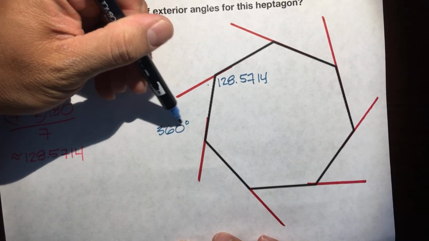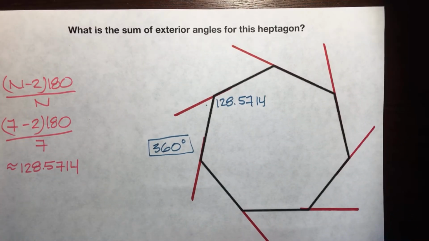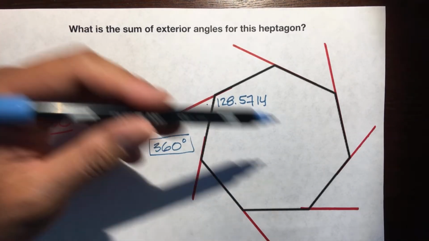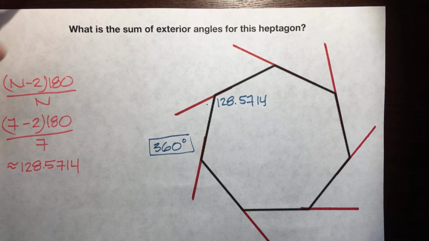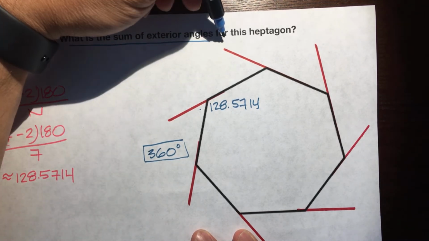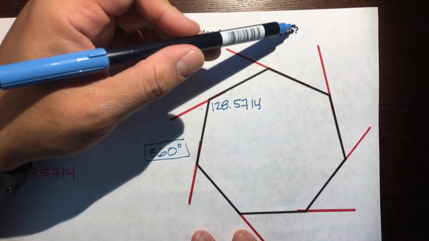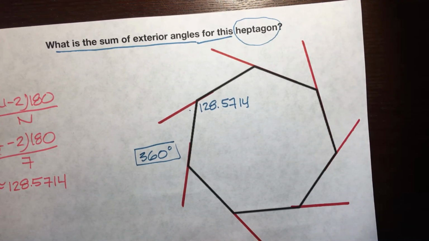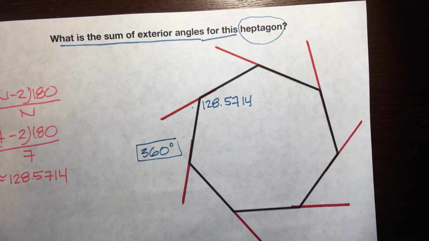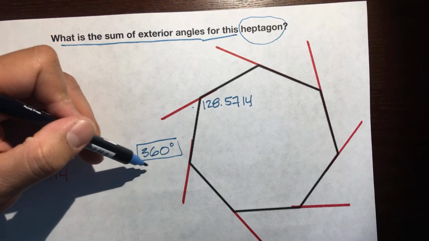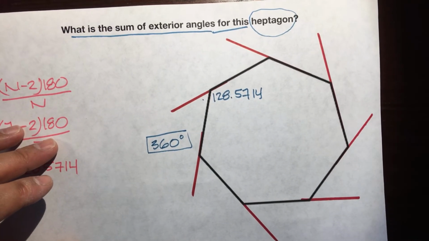So can we come up with a conclusion? If you can come up with a conclusion, you won't ever have to do any math anymore. If you ever see a question, what is the sum of exterior angles for this, it doesn't matter what the polygon is. It could be a decagon, it could be a nonagon, it could be a 40-gon, a 150-gon. The answer will always be 360 degrees.